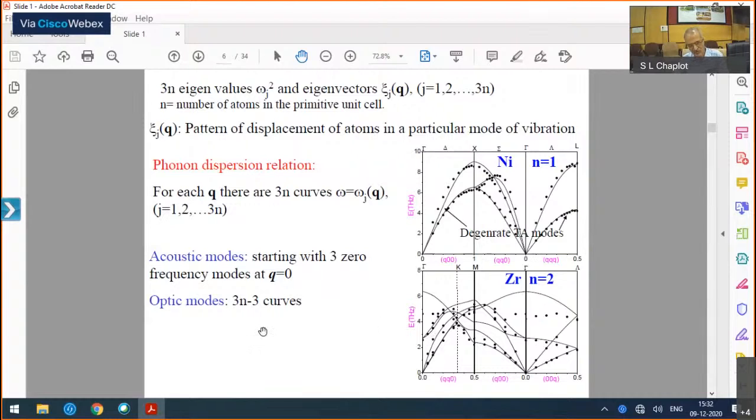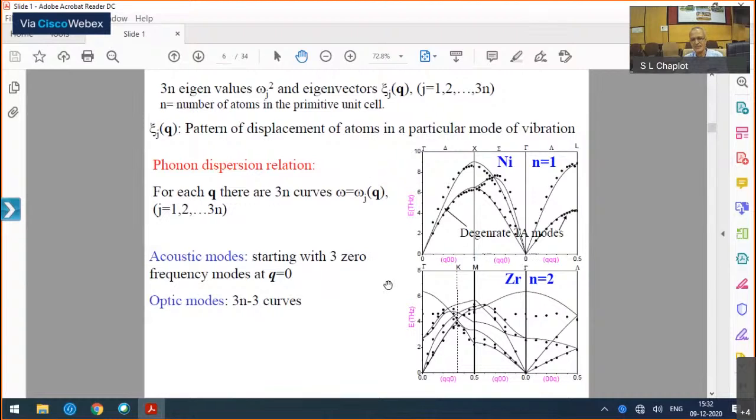Okay, so in this course on inelastic neutron scattering, we will not go into a lot of detail of lattice dynamics, but the idea here is that we have introduced that there are 3n eigenvalues, and corresponding to each eigenvalue there is an eigenvector. The eigenvector is a 3n-dimensional vector which gives all the 3n displacements that correspond to this particular phonon.